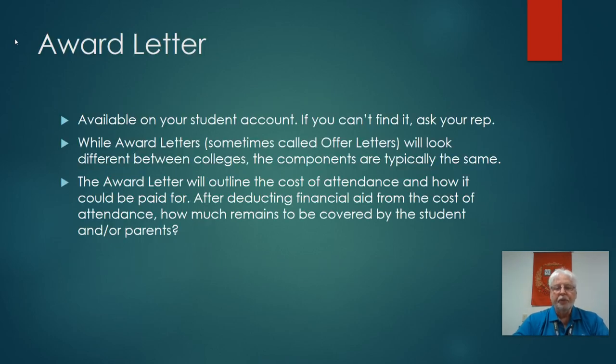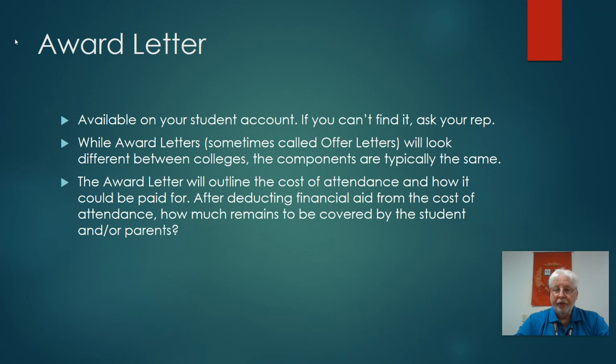So you're going to look for something called an award letter. Sometimes it goes by different terms like an offer letter or something else, but basically it'll have all the same information. It's available on your student account. If you can't find it, simply ask your rep. They'll be able to help you find it. If your college representative can't help you, call the financial aid office and they'll direct you right to that award letter. Just ask for the award letter.